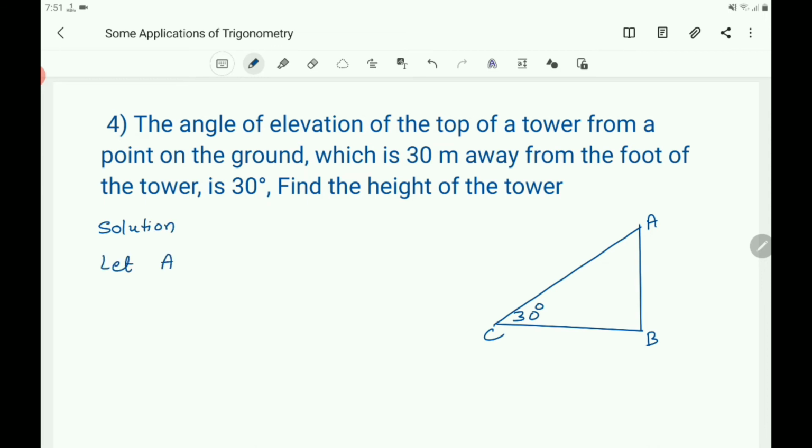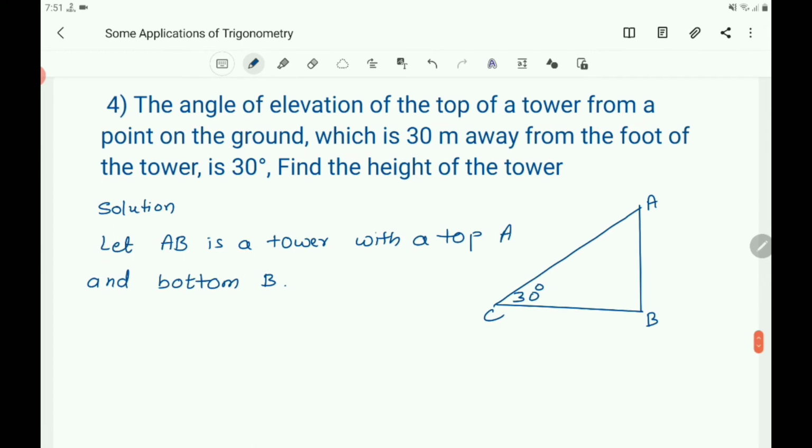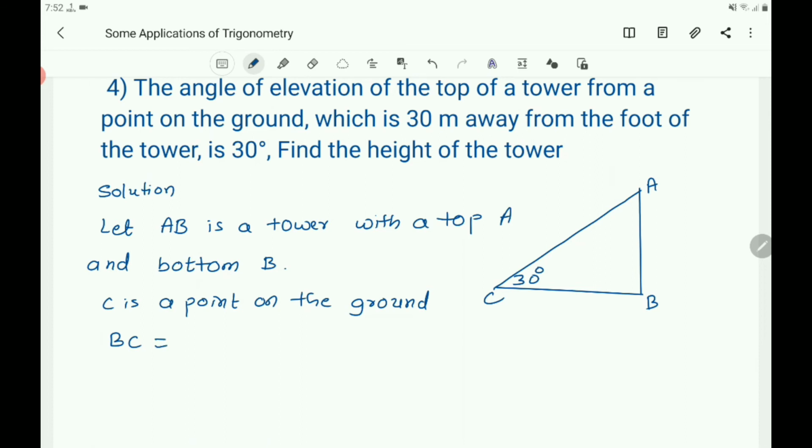Let AB be a tower with a top A and bottom B. Then C is a point on the ground 30 meter away from the foot of the tower, and it is given BC equals 30 meter. So you take BC equals 30 meter.